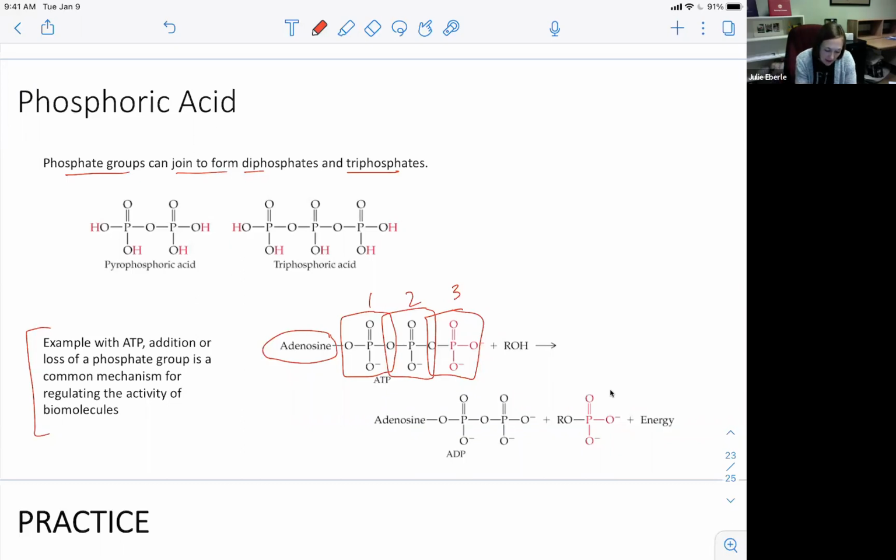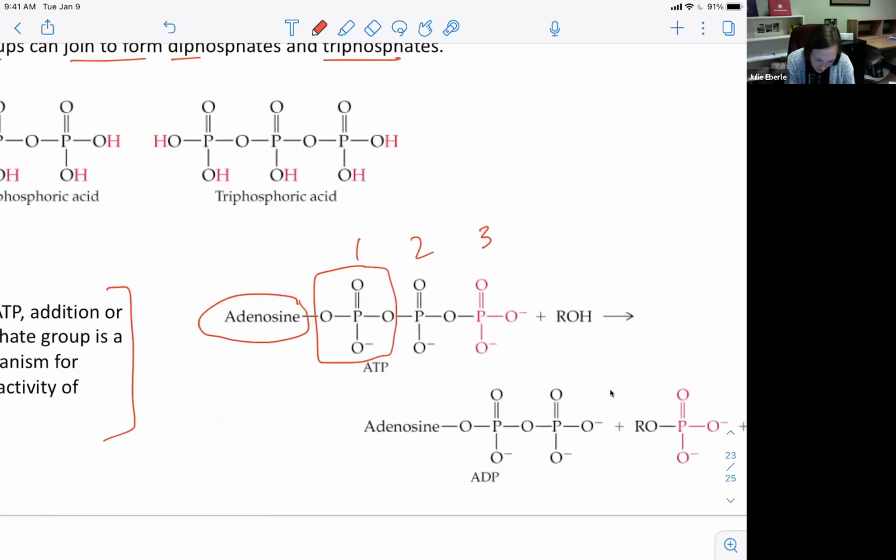So with ATP, here's what's really cool. For some reason, so I'm going to erase my boxes for a second. For some reason in nature, when we break apart, I forget if it's this bond or this bond, but one of those bonds, and we'll see which one it is later. When we break apart one of those bonds, it releases a ton of energy in our bodies. And our bodies are smart, and they harness that energy to drive other reactions, okay?